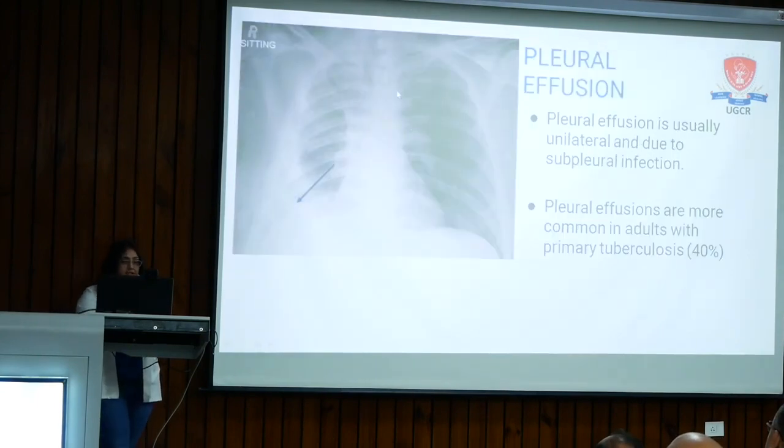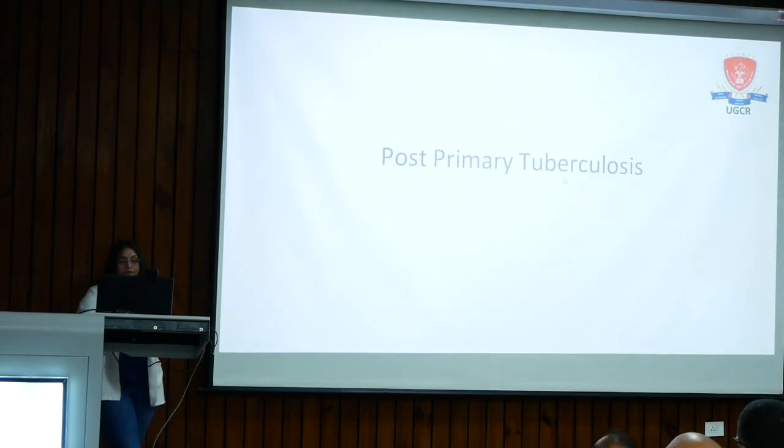This is a chest X-ray PA view showing pleural effusion. You can appreciate opacities here in the lower lobe. Along with that, there is classical blunting of cardiophrenic and costophrenic angles. Pleural effusion is usually unilateral and due to subpleural infections.